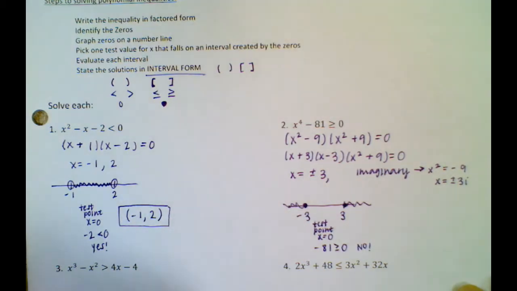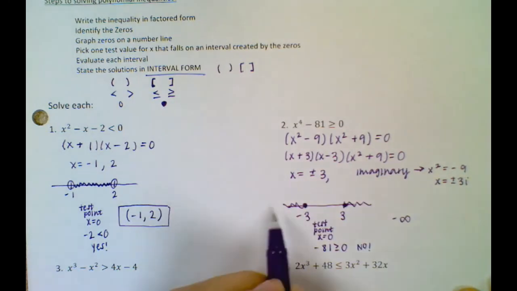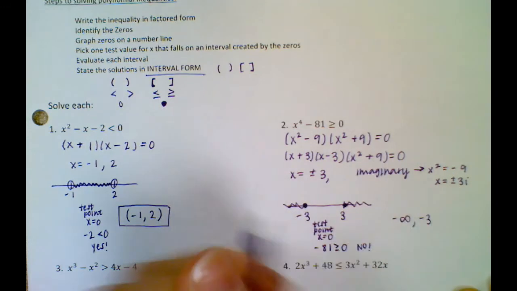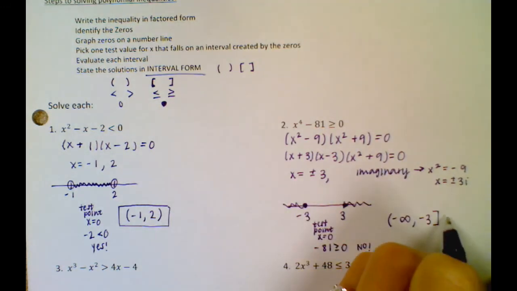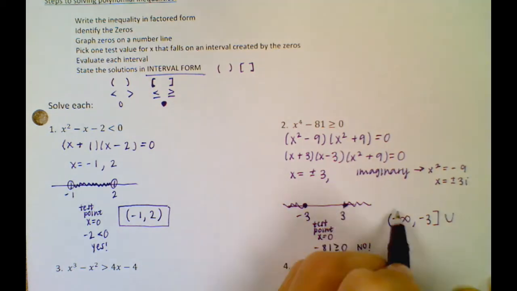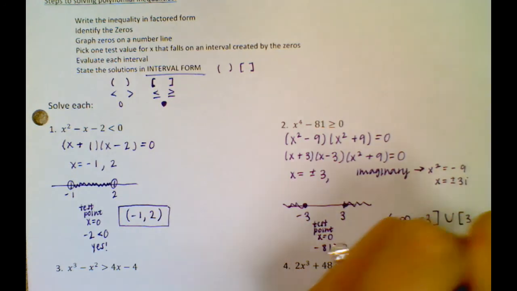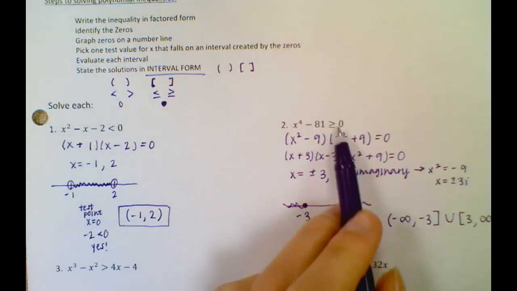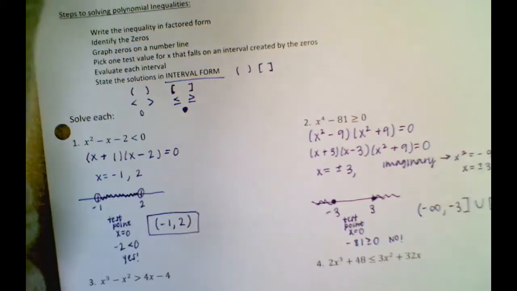So to write this in interval notation, we would say we go from negative infinity. Remember, we want to read from left to right, smaller numbers first. So negative infinity to negative 3. Always use parentheses on infinity. That's going to represent a bracket. And we go from 3 to positive infinity. Again, I'm going to use a bracket on this 3 because the function can equal 0 at 3. Okay?